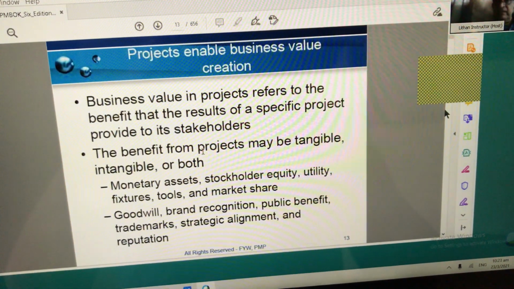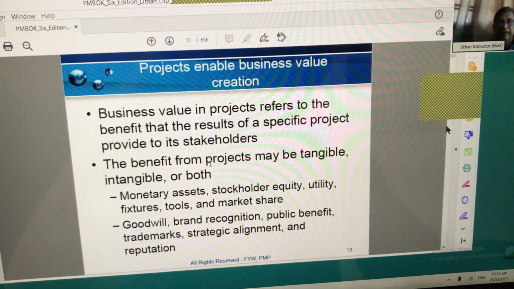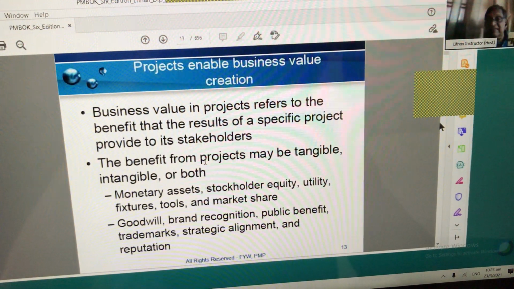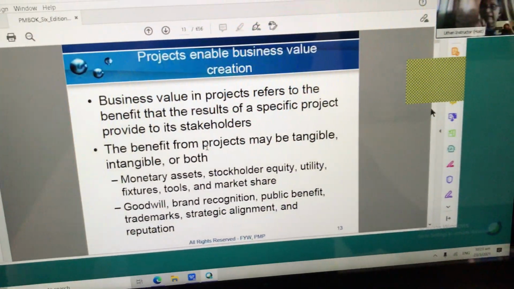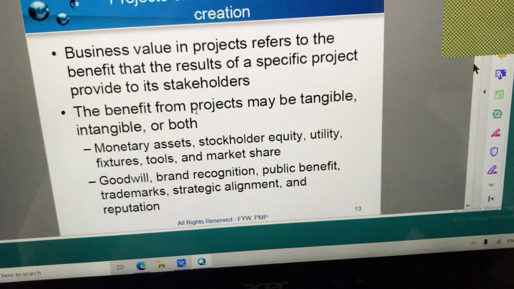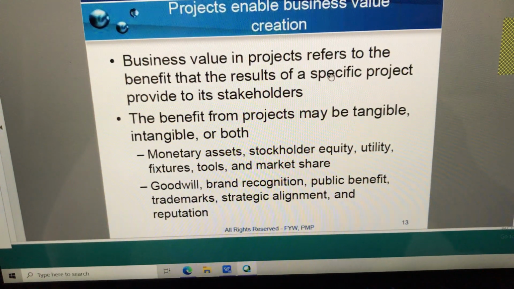That's again an estimate, a projection. People with experience, business experience, will be making the calculations. All are estimates. Nothing is cast in stone. Please understand that. Nothing is cast in stone. They are all estimates. So all that I'm saying are pre-project work. So projects enable business value creation.